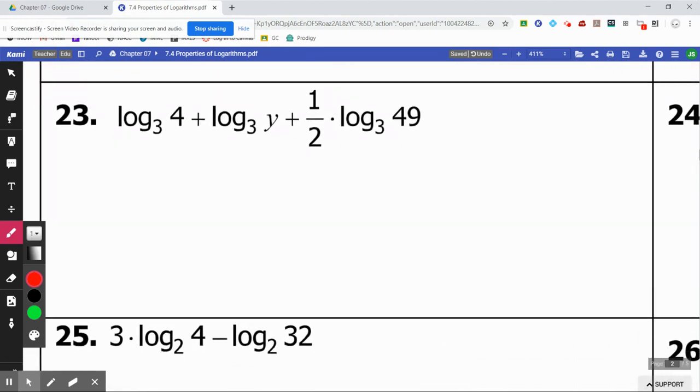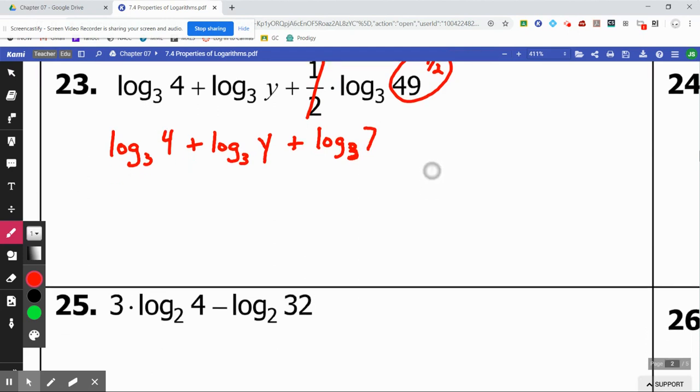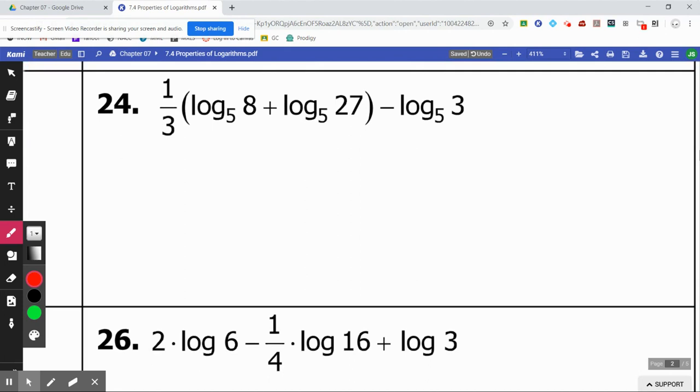23, every number out front can be brought up to an exponent. So right here, instead of rewriting the whole thing, I could just do a 1/2 power up here. So you now have log base 3 of 4 plus log base 3 of y plus log base 3 of 49 to the 1/2 power. That's the same thing as a square root of 49, which is 7. All of these are being added. So we can go ahead in one step and combine these into 4 times y times 7, which is 28y.